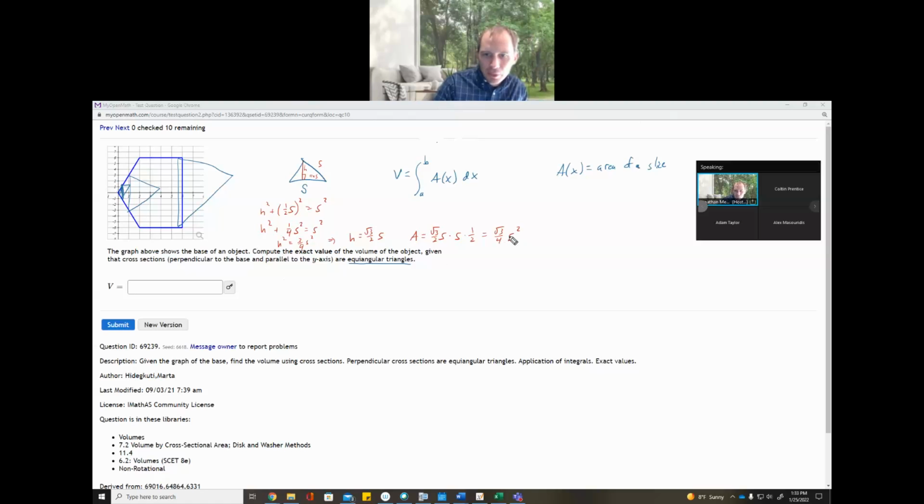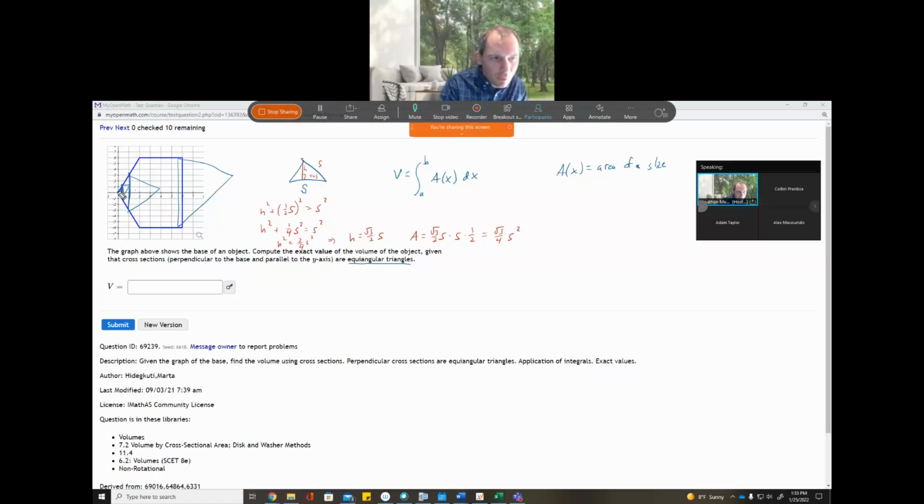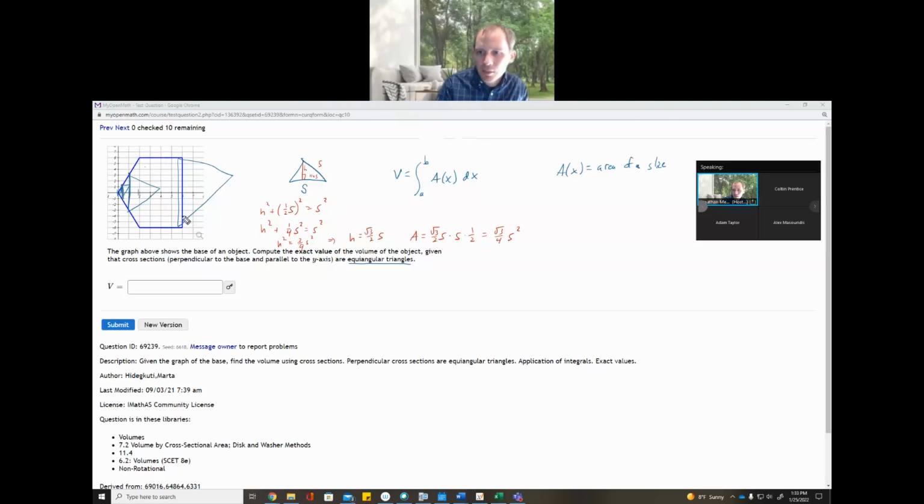So this is the area function that I want. The area of one slice is √3/4 times S squared, but that's a little unsatisfying because I need to know what this is as a function of X. And since the base of my slice here is going to change, as I go from 0 to 2 it's getting bigger, and then from 2 up to 6, those slices are staying the same size. So I'm going to split this into 2 parts.